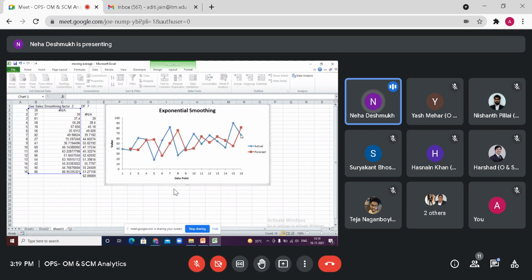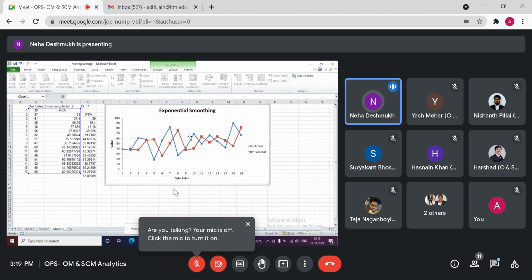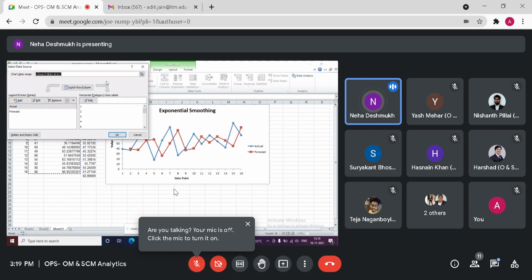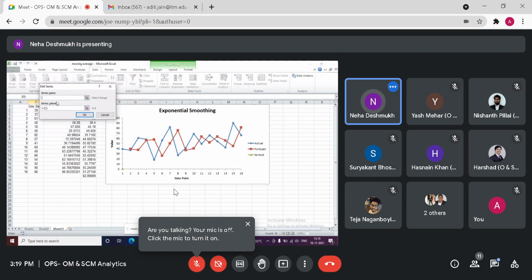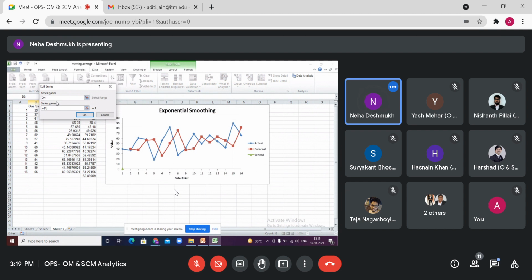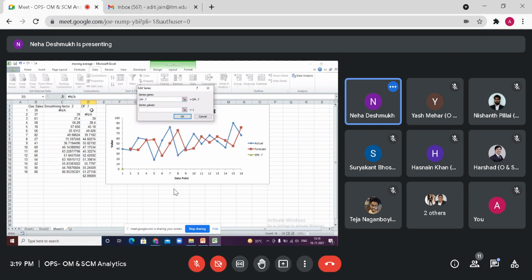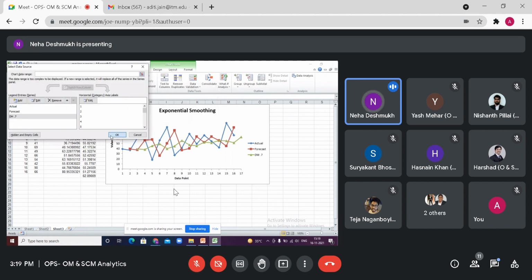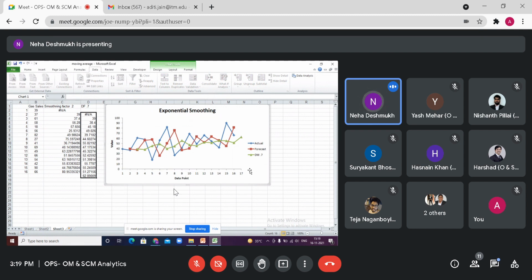This is the actual view, and this is the forecasted movement, right? Now select the data, add with the damping factor 0.7. Select the series from here and okay. See, the green line is smoother than the other two lines. So it is actually a ratio or percentage by which you are trying to smooth your data or the fluctuation.